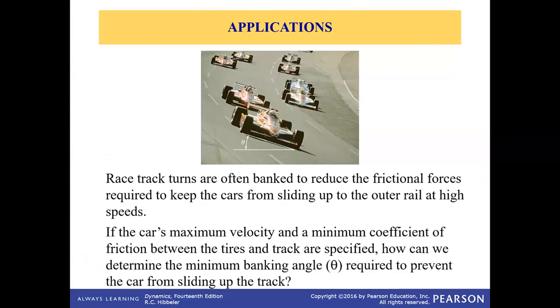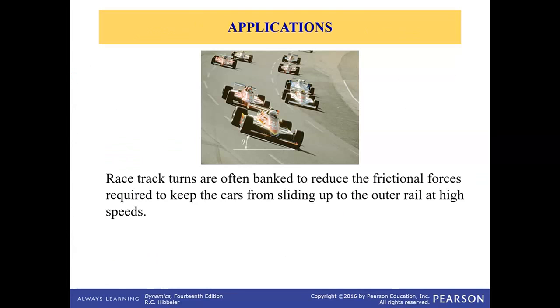A few applications of normal tangent coordinate system. Racetracks are often banked to reduce the frictional forces required to keep the cars from sliding up to the outer rail at high speeds. When the cars make the turn at high speed, cars experience centripetal force in the normal direction. Now to prevent the car from sliding up the ramp, the roads are banked so that the friction force acts in the opposite direction, and it prevents the car from sliding up the ramp.